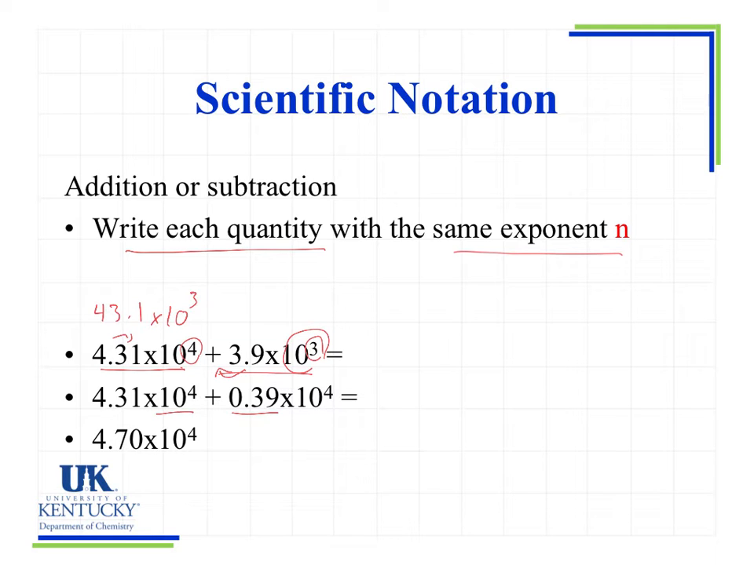Okay, so now that we have both of them as 10 to 4, now we can add these two together. That makes it 4.70, and then we can write 10 to the 4. Okay, if you would do this one, you would have 47.0 times 10 to 3, and as you can see, it's the same answer. So if you move the decimal place to the back, it's 4.70 times 10 to 3.